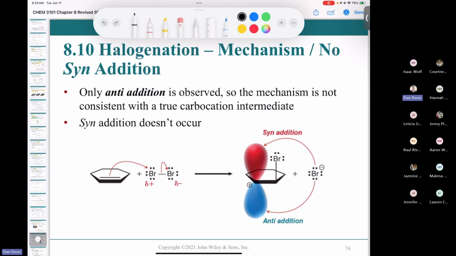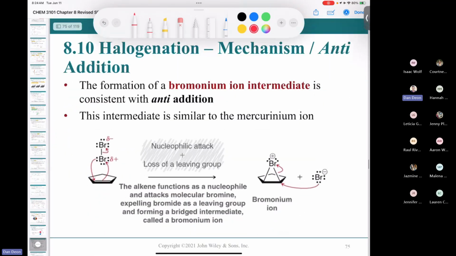This has got to be incorrect. So we'll write here, cannot be correct. You see the word inconsistent. It's not consistent with the true carbocation intermediate. Why? Because we don't get syn addition. Here it's showing adding to both faces of the molecule, but we know that this does not happen. And so what does that tell us about the mechanism? What it reveals is that, number one, this is not the correct mechanism, and that in order to make the mechanism correct, we need another curved arrow, and we need a different intermediate.